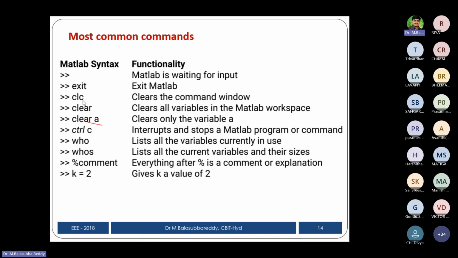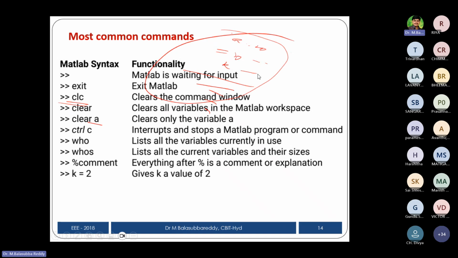And then CLC. Suppose I typed different equations or something. A is equal to something, B is equal to something, all these things. If I type something there, A is equal to whatever equations, then the window will be a little bit cluttered, filled with some data. Then I want to clear this. So that is the reason. Simply if I type CLC, what will happen? All these things will be erased.